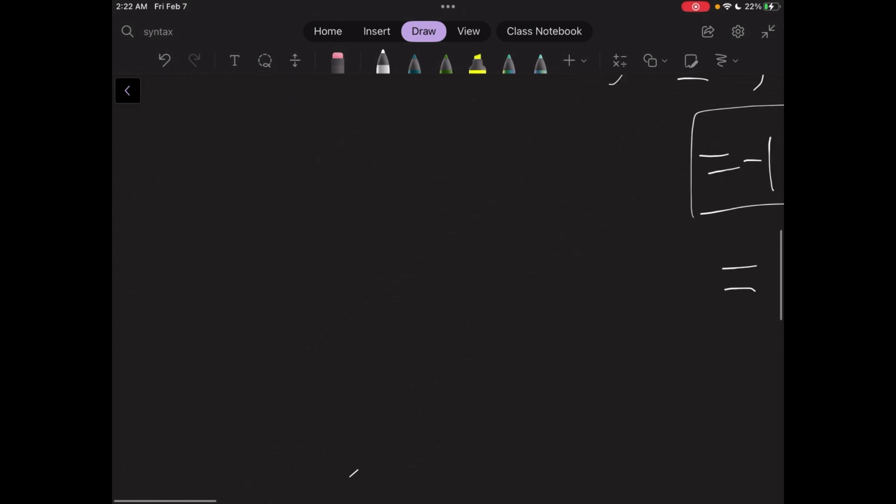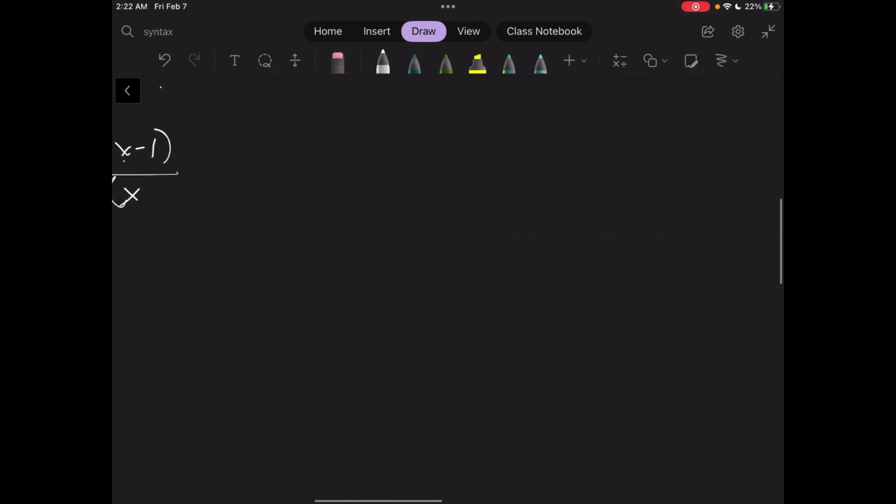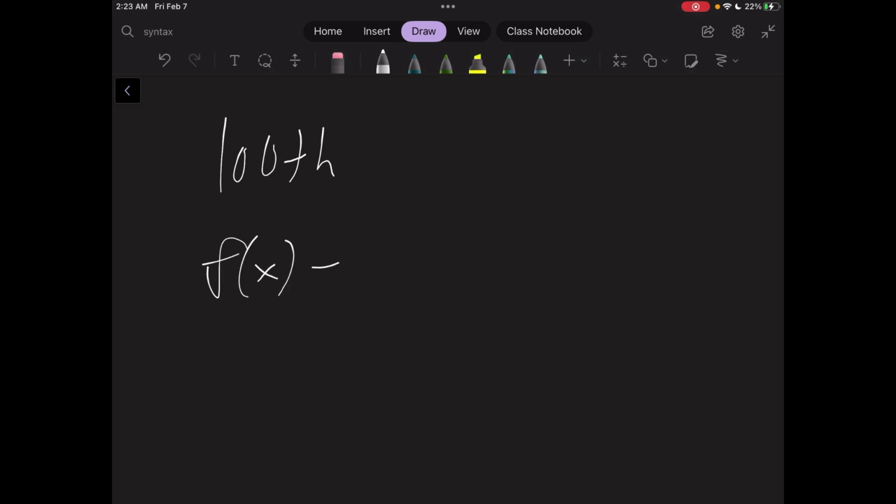Okay. So now let's move on to our final problem, which is finding the 100th derivative of f of x equals the cosine of x.